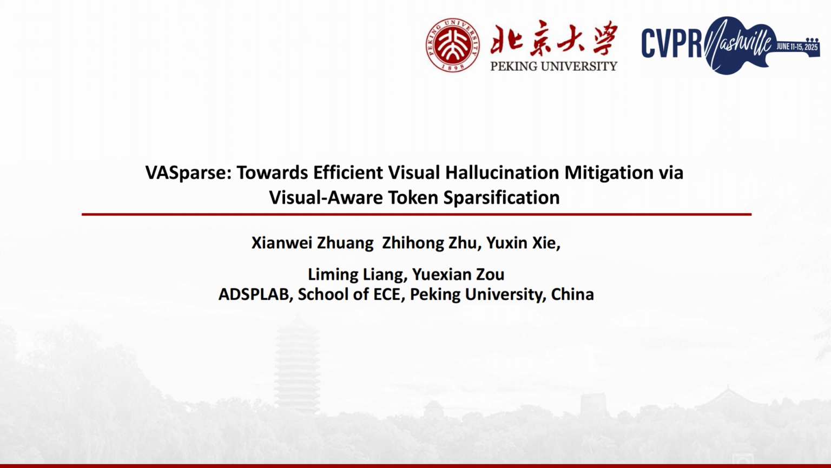Visual hallucinations in large vision language models, or LVLMs, are a significant issue that hampers their real-world usability. These models sometimes generate descriptions that don't match the visual content accurately. Our goal is to address this challenge efficiently without sacrificing speed. Let's dive into the details of how we achieve this.